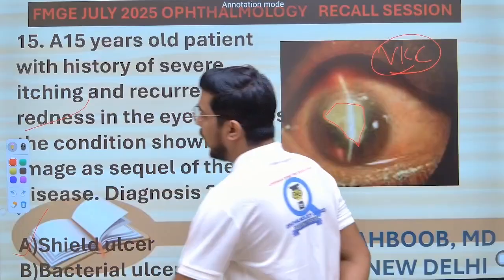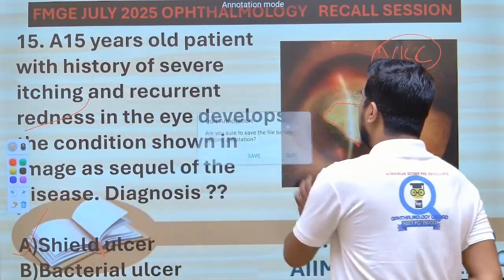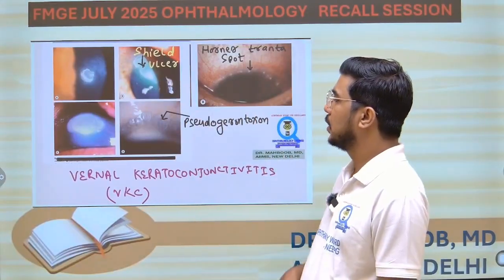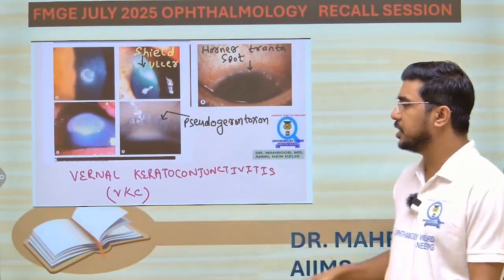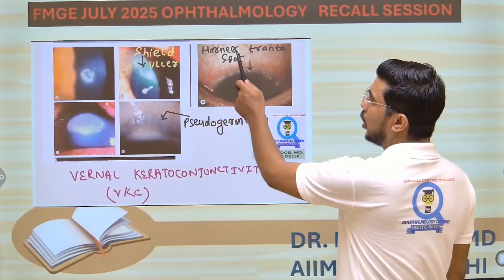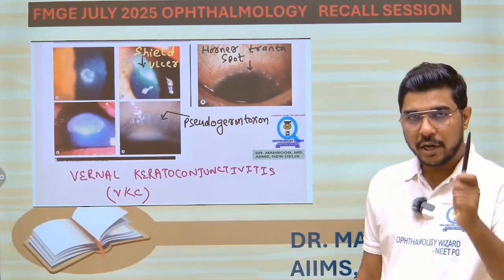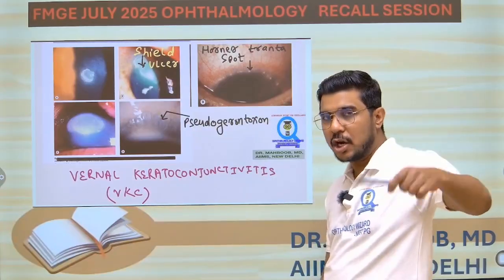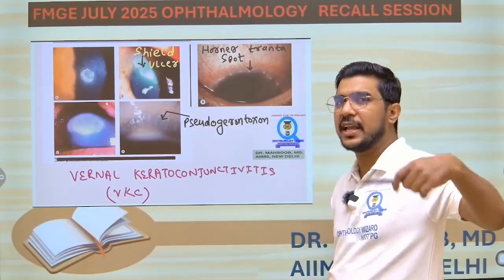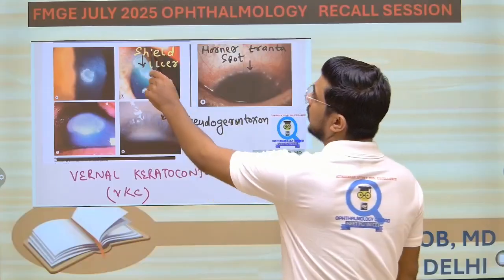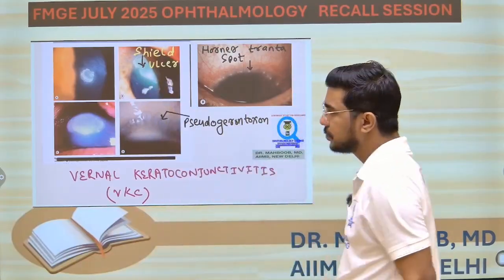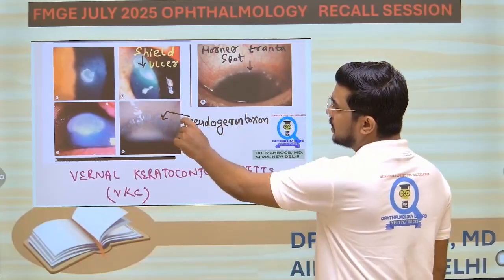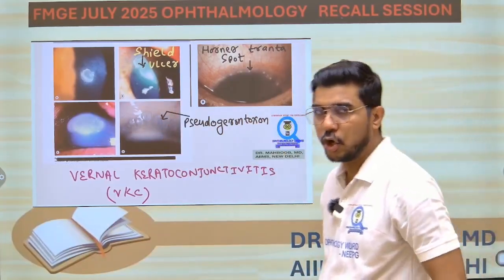Let me give you a photo of what happens in vernal keratoconjunctivitis. You have Horner-Trantas spots, as we have already discussed. After a sequence of events, multiple times, not treating well, with allergic inflammation again and again, there is an ulcer formation called a shield ulcer, and a depression can also form at the limbus, which is called pseudogerontoxon.